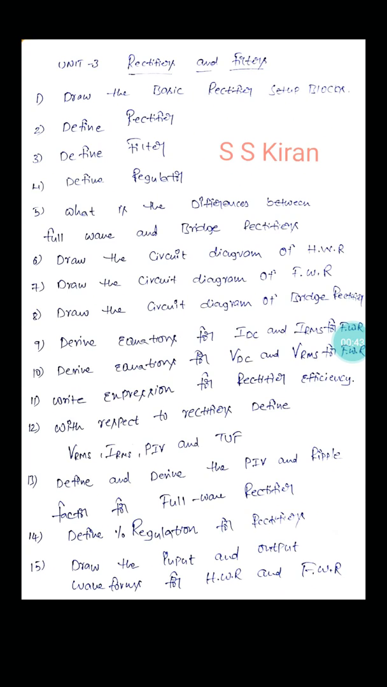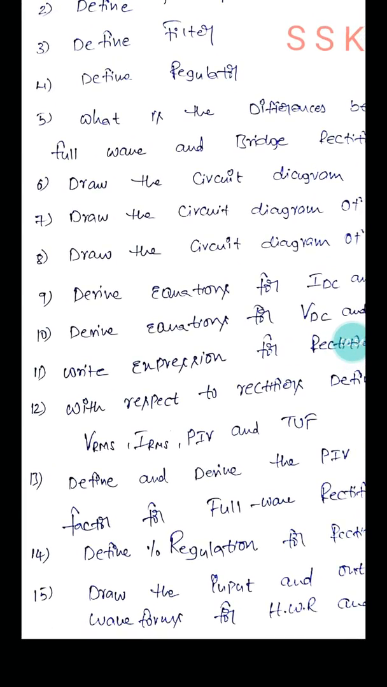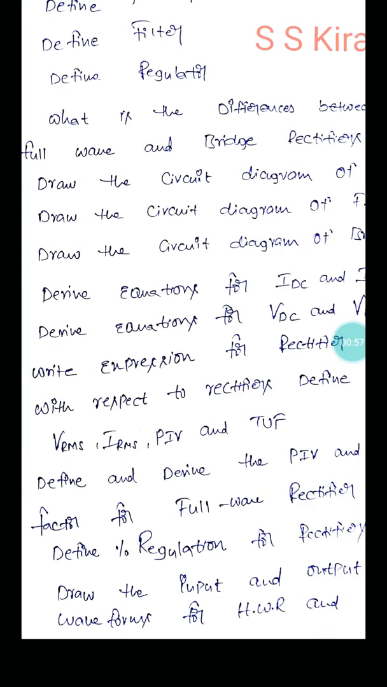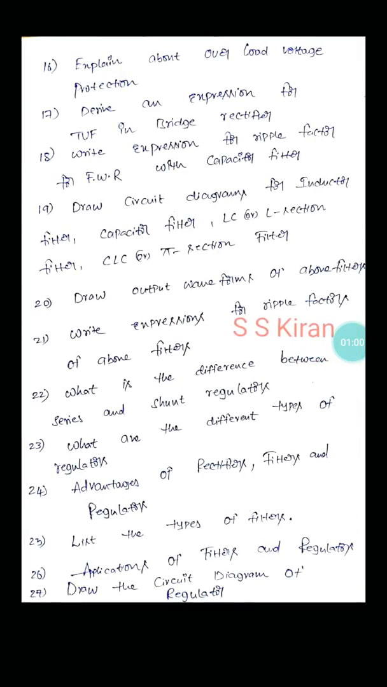Second one, define rectifier. Sixth one, draw the circuit diagram of HWR, means half wave rectifier. Fourteenth one, define percentage regulation for rectifiers. Then next page, seventeenth, derive an expression for TUF in bridge rectifier, very important. Then twentieth, draw output waveforms of filters. Twenty-third, list the types of filters. Now we will enter into the questions with answers.